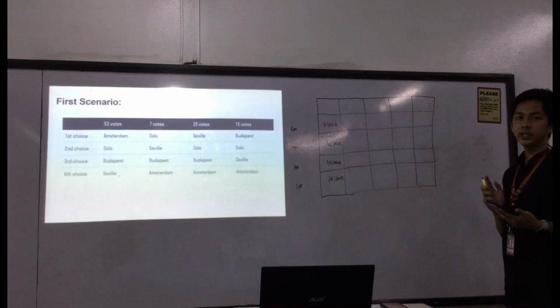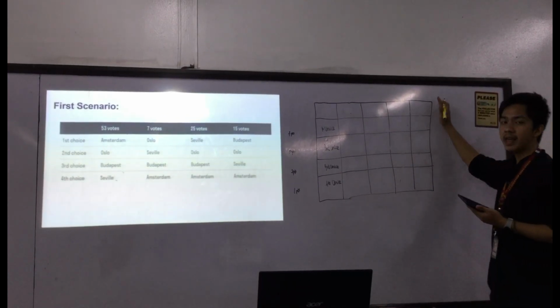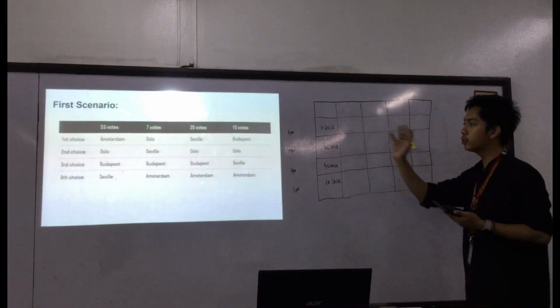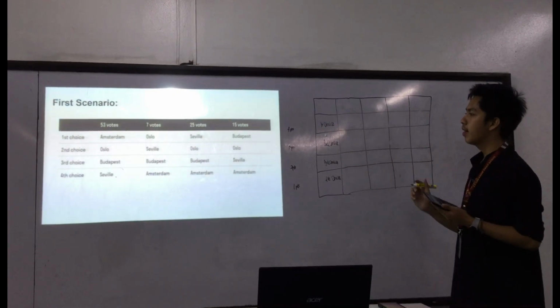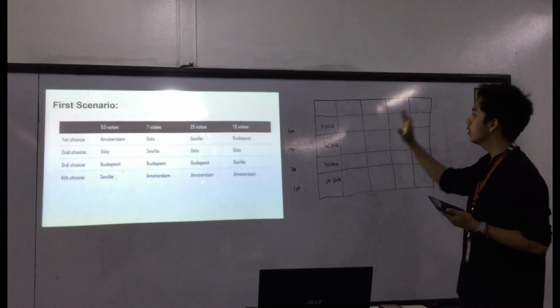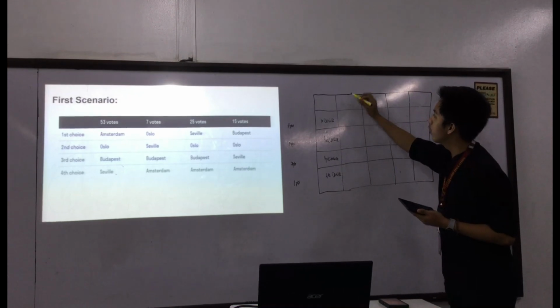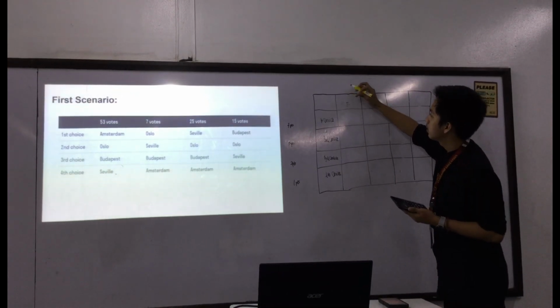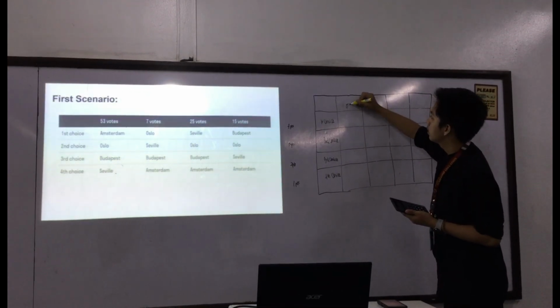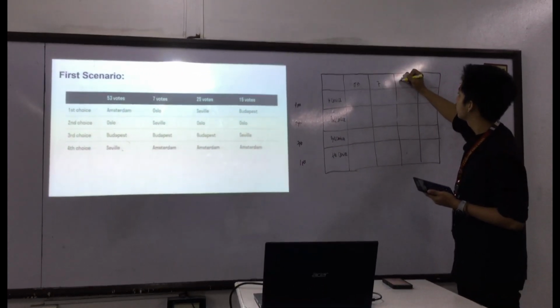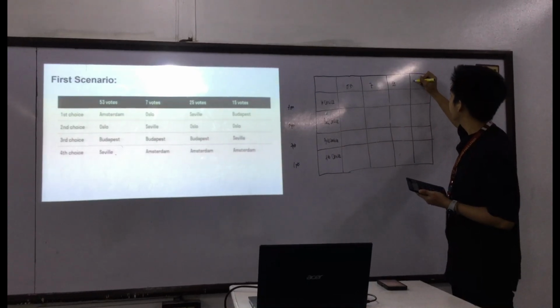The first step we should do is to have the graph. The second one is to have the data here to put in. So 53 votes, 7 votes, 25 votes, and 15 votes.